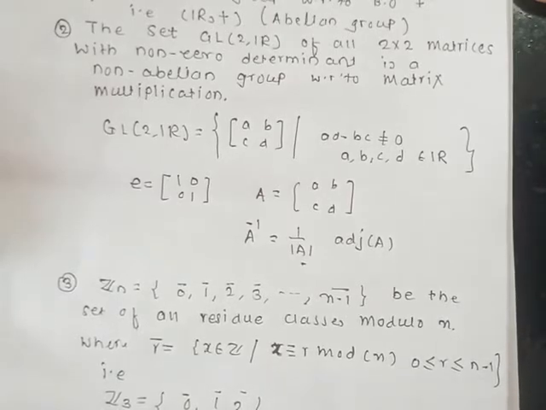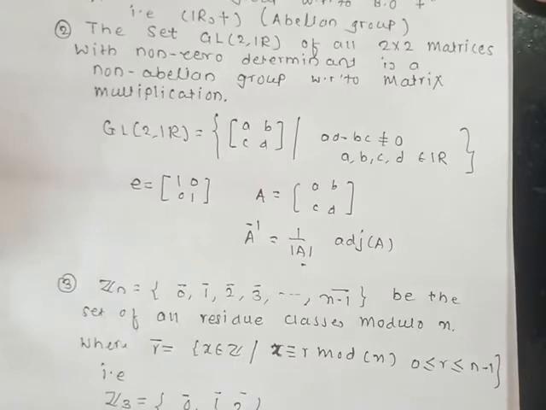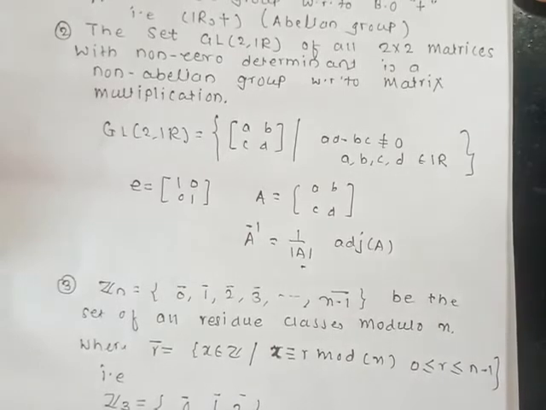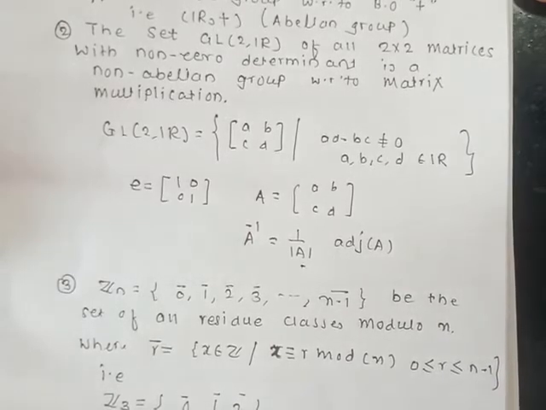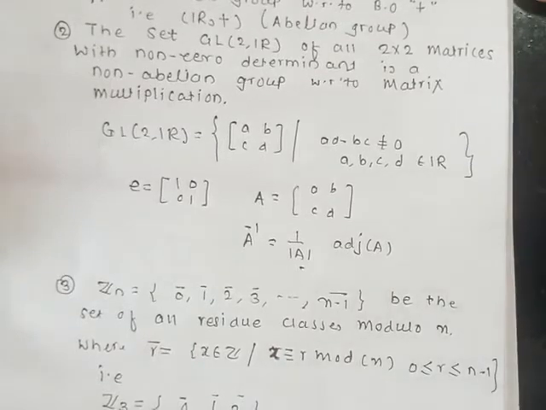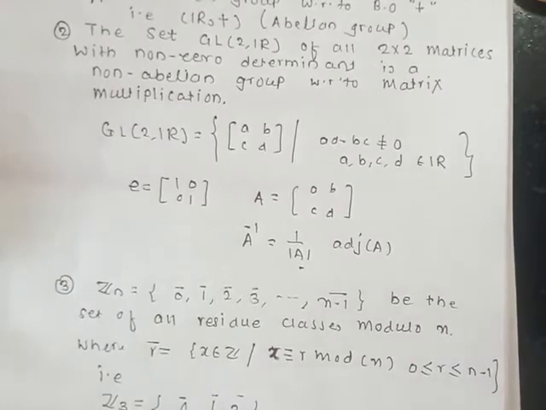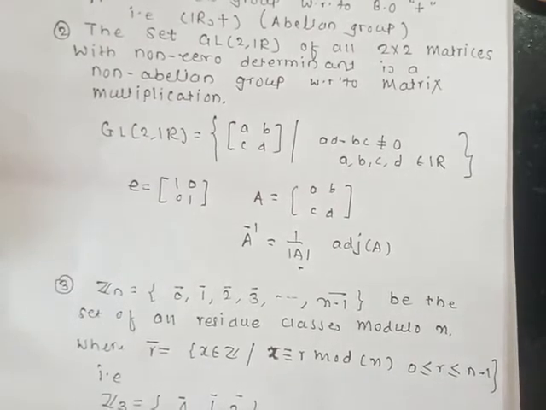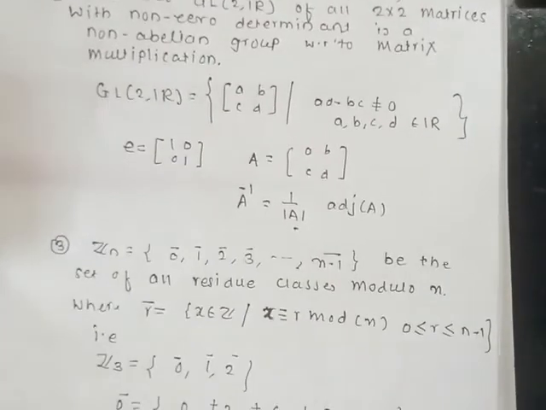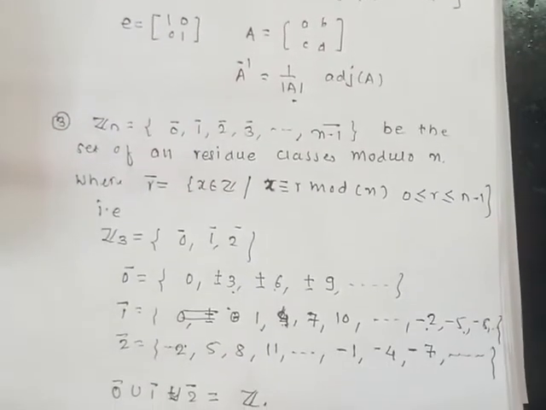Similarly 2 bar is equal to 2, 5, 8, 11, and 2 minus 3 is minus 1, minus 4, minus 7, and so on. If we take the union of 0 bar, 1 bar and 2 bar, it is nothing but Z, all the elements will be covered here.